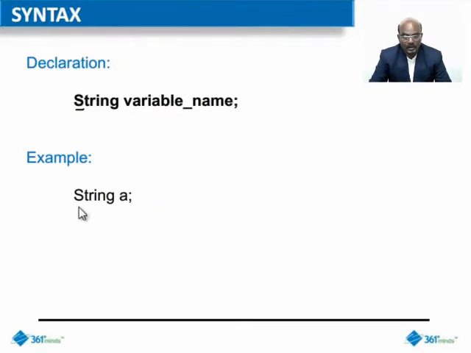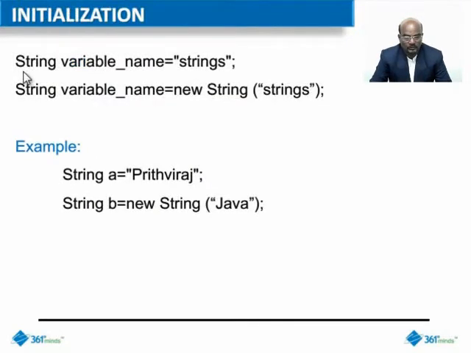For example, String A. You can also initialize it like this: you give String and a variable name, and you can give a set of characters within the double quotes. This is one way of initializing. Or you can create an object of the String class by writing new String and giving an entire set of characters within the double quotes. As you see in the examples, String A is equal to Prithviraj, or String B equal to new String of, within quotes, you just pass your string variable.